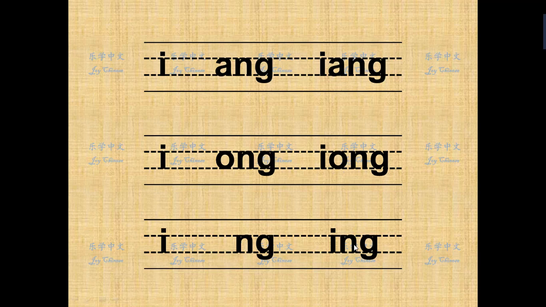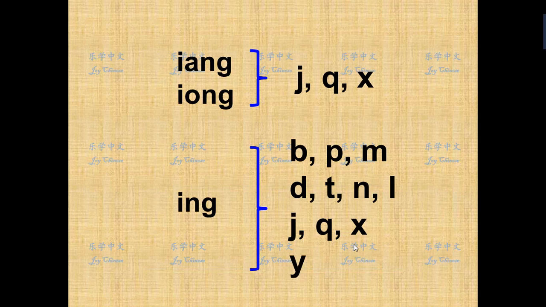So pay attention, the place of the air flow come out is your nose. Iang and iong can combine with only ji, qi, xi, not anything else. And ing can be combined with more initials. Bo, po, mo, de, te, ne, le, ji, qi, xi, and yi.